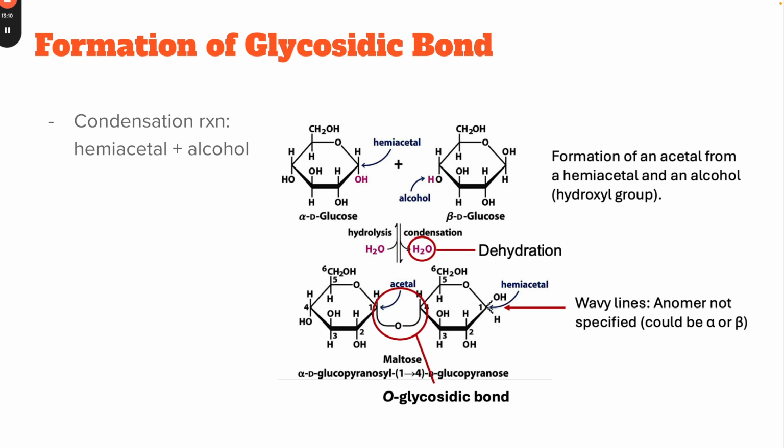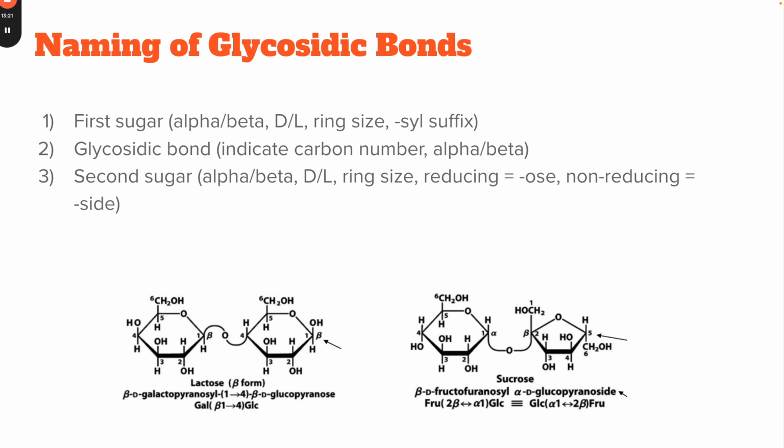No one? Okay, it's an alpha glycosidic bond. Does that make sense? Does anyone have any questions? No? Nice. Okay, so naming of glycosidic bonds. This gets pretty nitty gritty. I'm gonna just quickly gloss over it, but it's not super important. We have first sugar, so alpha or beta, a D or L, ring size, and then the -yl suffix.